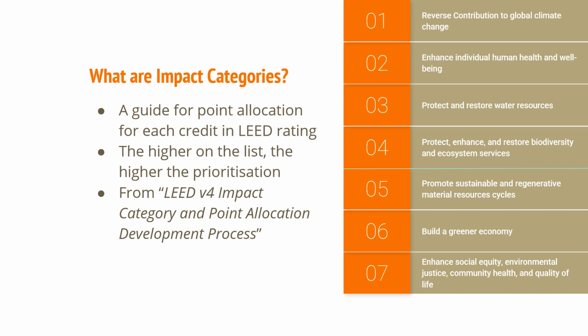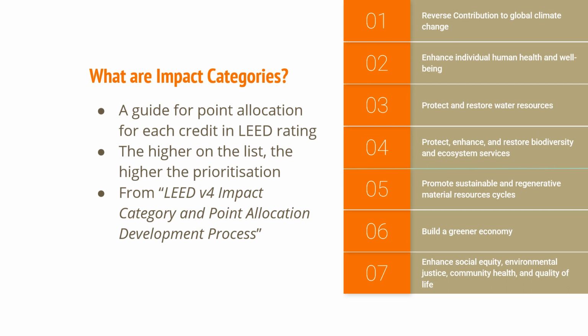So if you look at number one, reverse contribution to global climate change, that's going to be the highest priority, whereas number seven, enhanced social equity, environmental justice, community health, and quality of life, is our lowest priority, which isn't to say it's not a priority, just that there's bigger fish to fry.